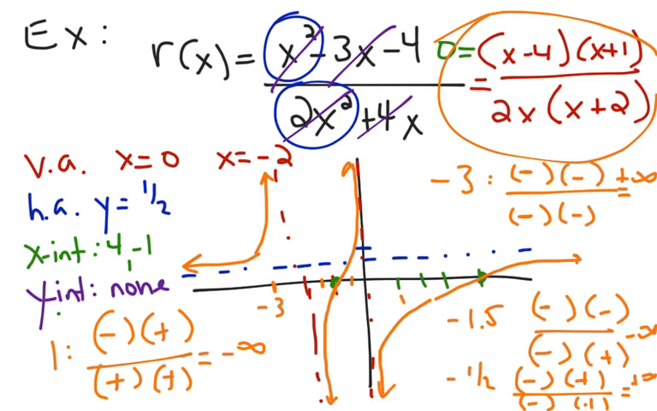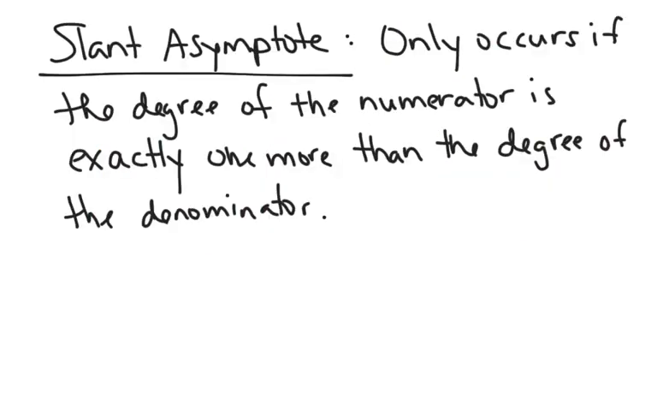And that's what the graph looks like without me ever plugging it into the graphing calculator. There is one other type of asymptote which will occur when we're graphing rational functions. It is called the slant asymptote. Most of our asymptotes have been horizontal or vertical, and sometimes we have a diagonal asymptote.